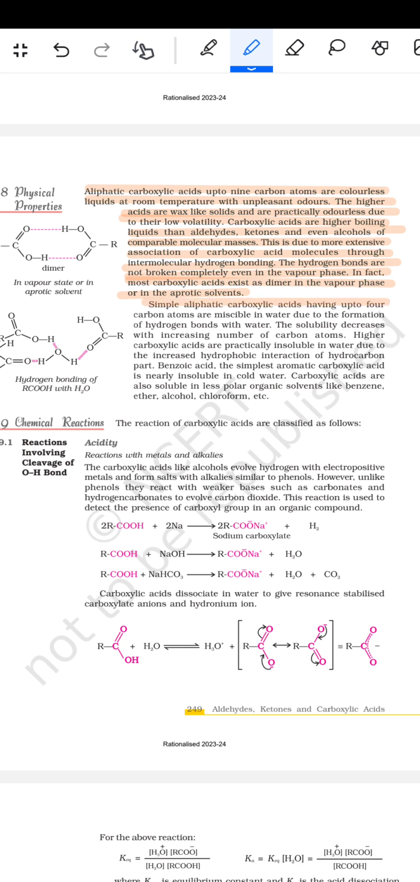Simple aliphatic carboxylic acids having up to 4 carbon atoms are miscible in water due to the formation of hydrogen bonds with water.